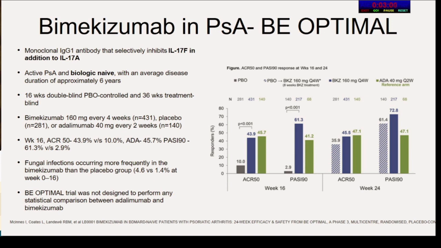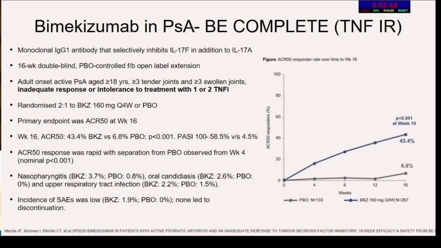to bimekizumab over placebo. This was not supposed to be a comparative study between adalimumab and bimekizumab, but as you can see, apart from the ACR 50 wherein the two are comparable, for PASI 90 bimekizumab definitely has a much higher response rate as compared to adalimumab. Bimekizumab was also tested in a different population group, patients of psoriatic arthritis who were refractory to other TNF blockers. A similar sort of data here as well, significant response of bimekizumab against placebo, and the effect of bimekizumab was visible as early as 4 weeks.